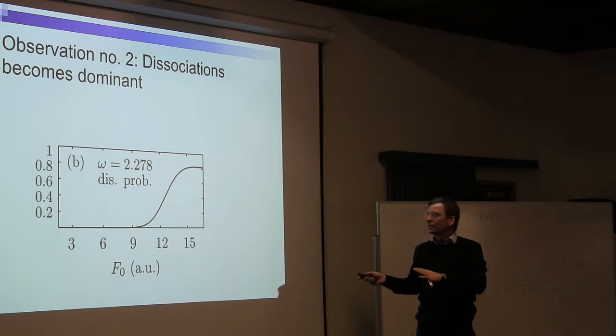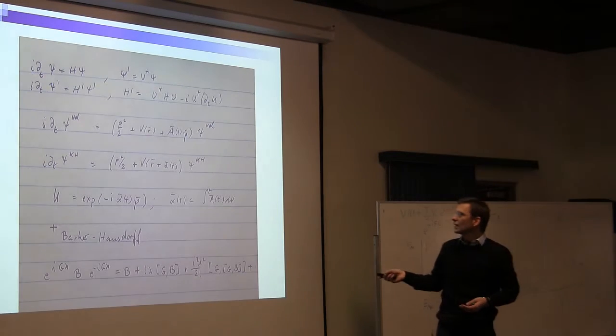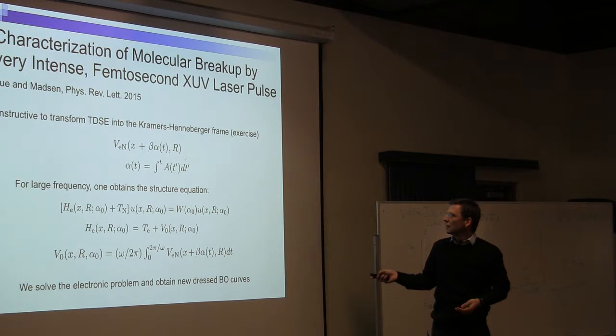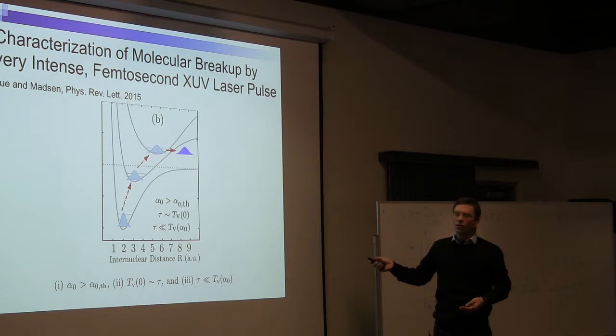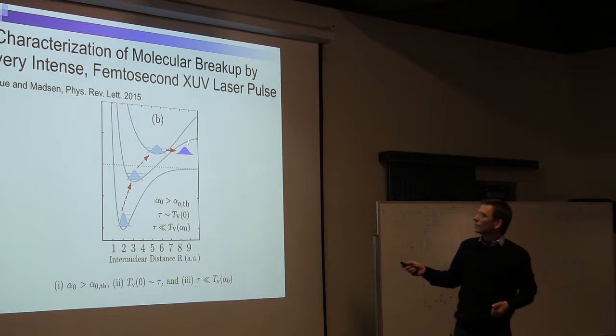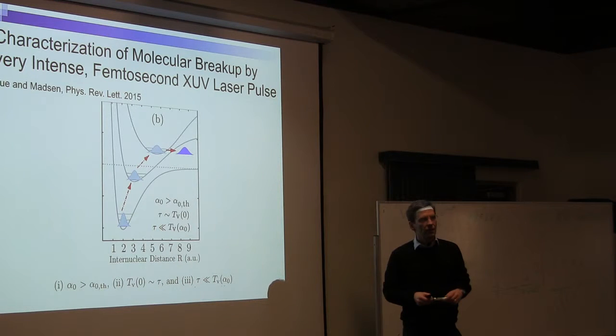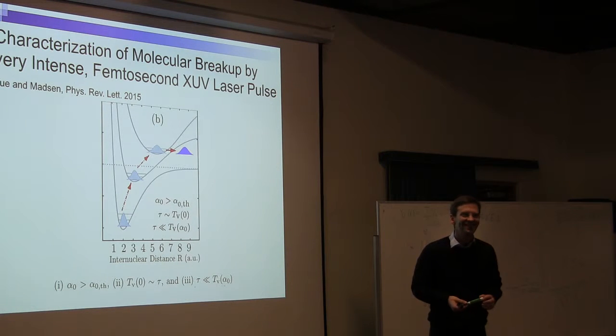the central point here is that to understand this mechanism, we actually need to go into this Kramers-Henneberger frame and think in terms of these dressed monopole potentials. And then you would say, what happens if I do not have a single electron system? And this is a very interesting question that requires more work for the future.